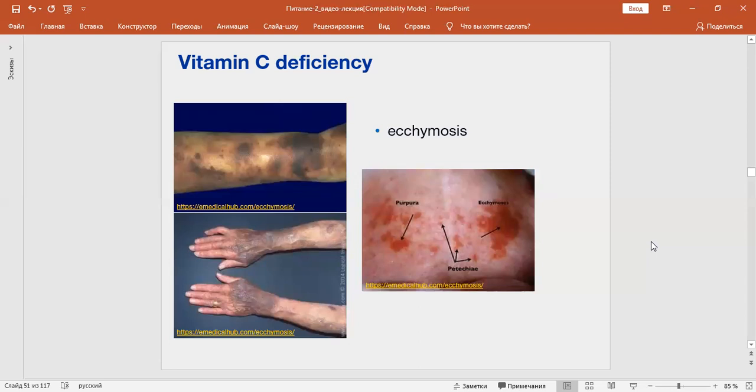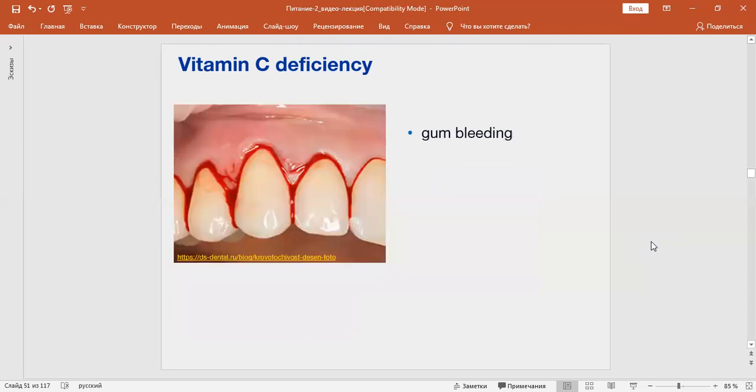So petechiae occur as a result of rupture of single vessels. They are point hemorrhages and are separated from each other. Ecchymoses are confluent subcutaneous hemorrhages occupying a large area. On this slide, you see the next symptom of vitamin C deficiency, bleeding gums.